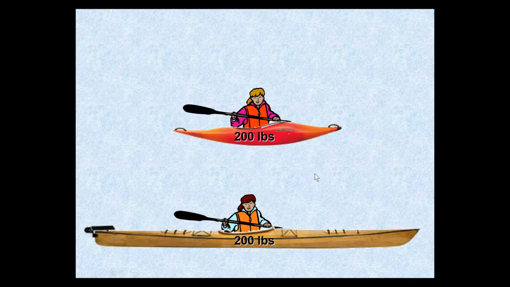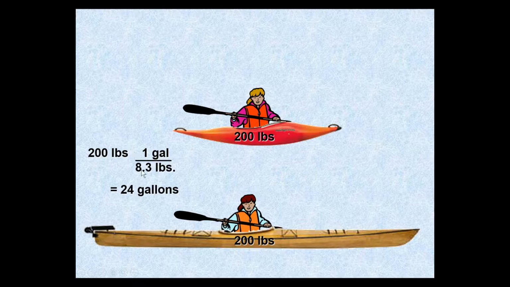Okay, another fun example is with kayaks. Now, a plastic kayak like that, the weight of the boat and the person could weigh about 200 pounds. And this is a wood sea kayak, but the boat and person could also weigh 200 pounds. So in order for them to float, they have to displace 200 pounds of water. And remember that 1 gallon is 8.3 pounds. So they have to displace about 24 gallons of water.